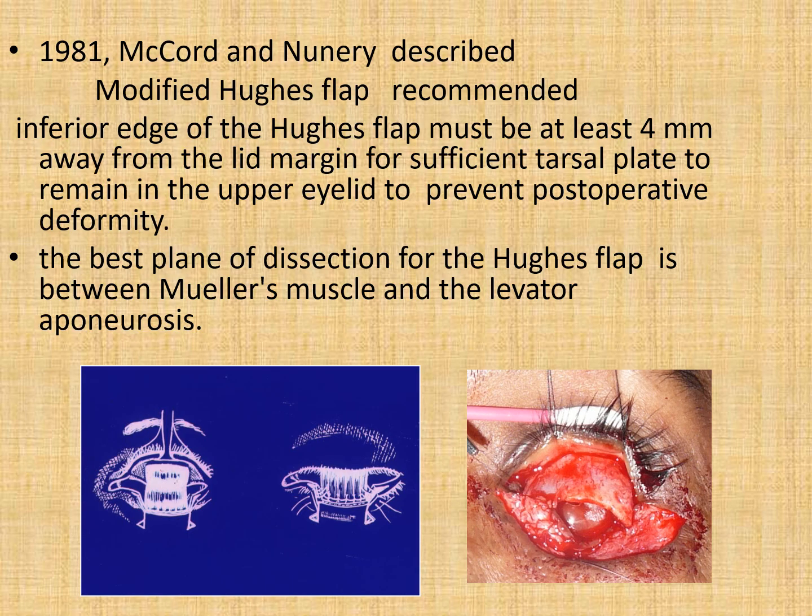In 1981, McCord and Nunnery described the modified Hughes flap. They recommended that the inferior edge of the Hughes flap must be at least 4 millimeters away from the lid margin, so that sufficient tarsal plate remains in the upper eyelid to prevent postoperative deformity. The best plane of dissection for the Hughes flap is between Muller's muscle and the levator aponeurosis.